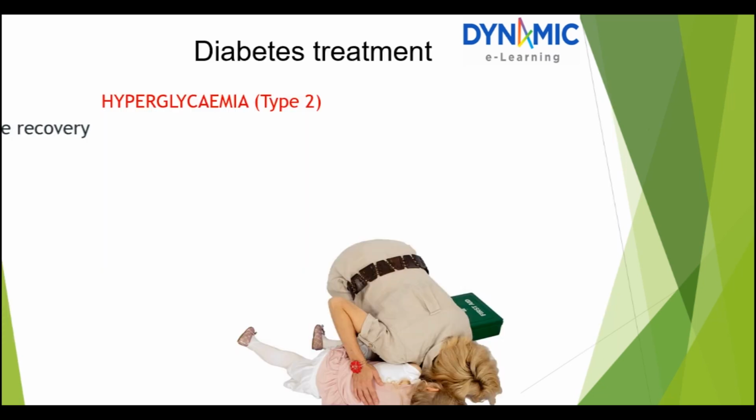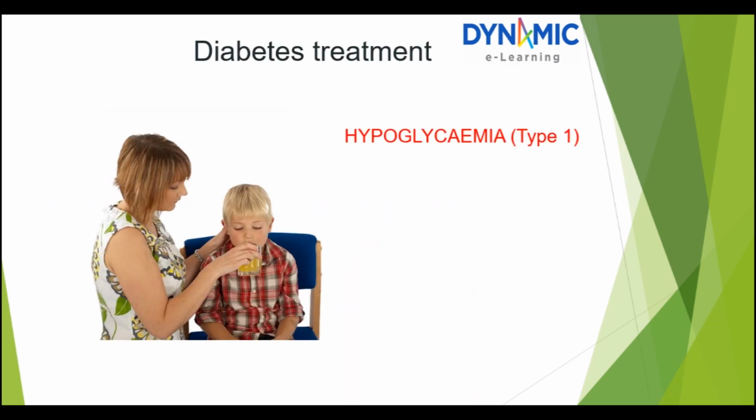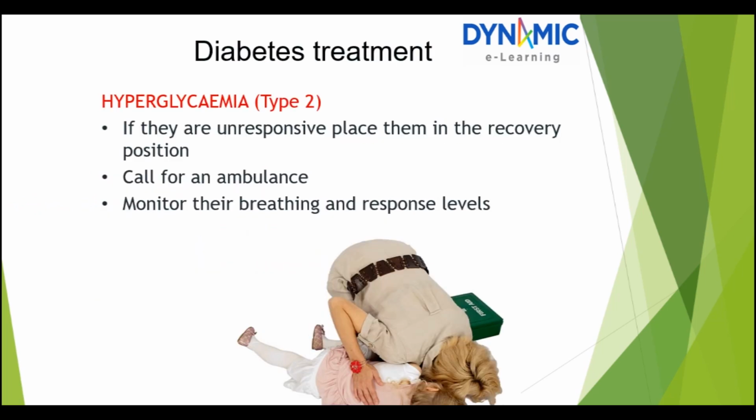Diabetes treatment for hyperglycemia of type 2 diabetes. If they're unresponsive, place them in a recovery position, call for an ambulance. Monitor breathing and response levels. A person with type 2 diabetes may tend to have a very aggressive body language and speech.